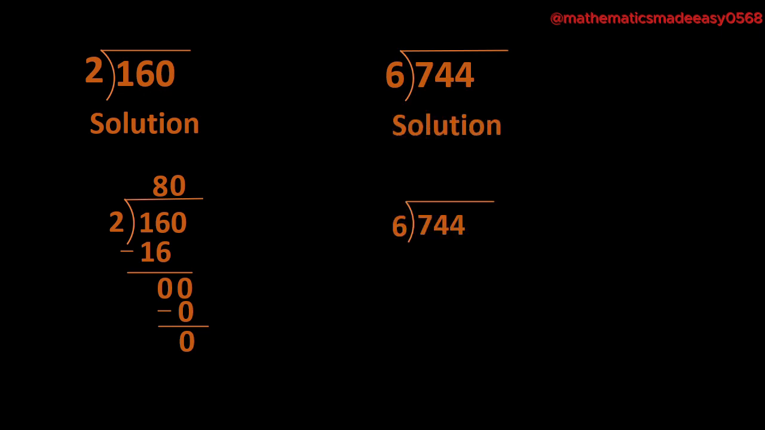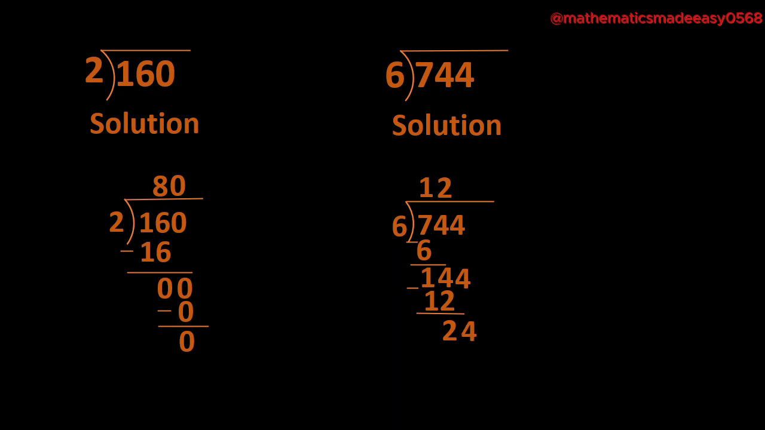Now here to do the same thing, ask yourself, how many 6 can we find in 7? That is 1. You write 1. 1 times 6 is 6. Then we subtract to give us 1. Then we write down our 4. Here we ask, how many 6 can we find in 14? That is 2. We write 2. 2 times 6 is 12. Then we subtract to give us 2. Also, write down our 4.